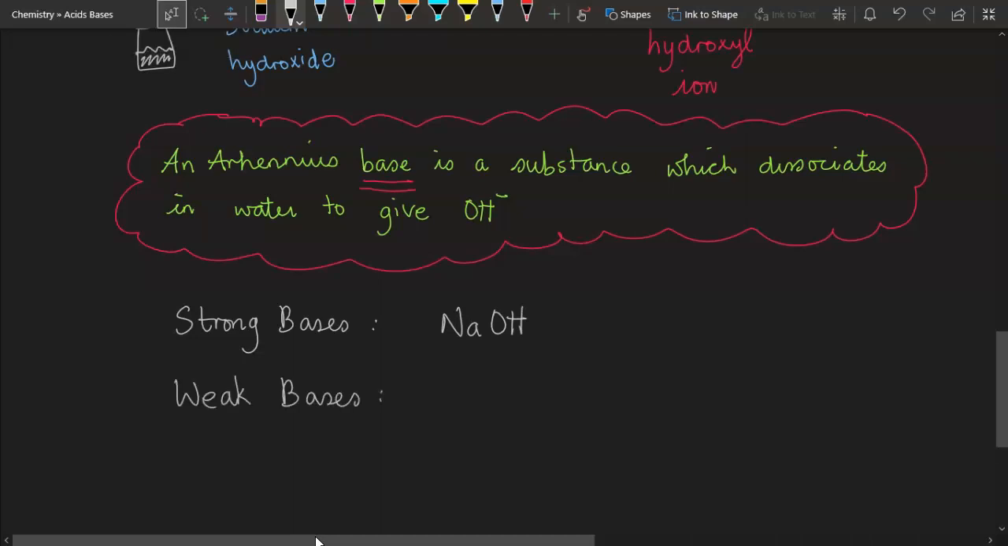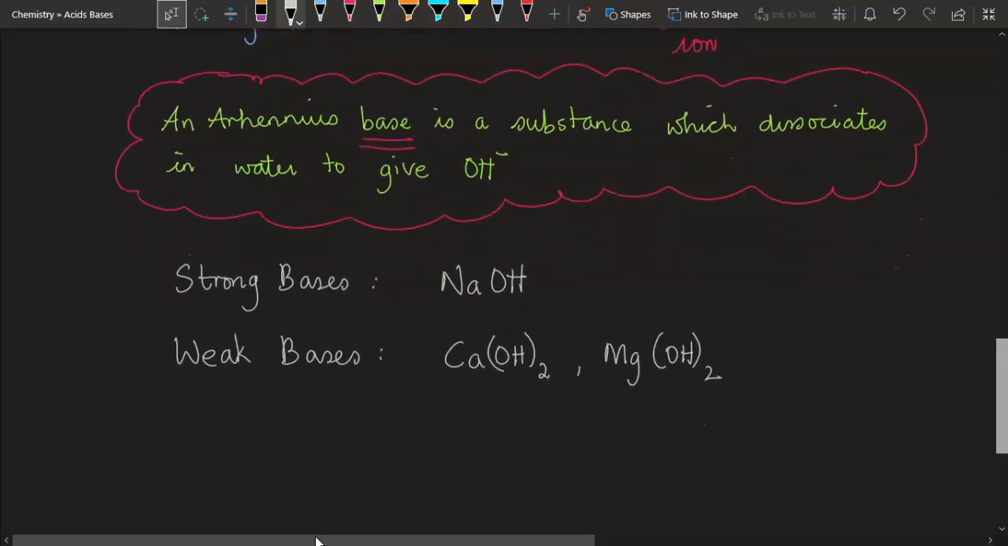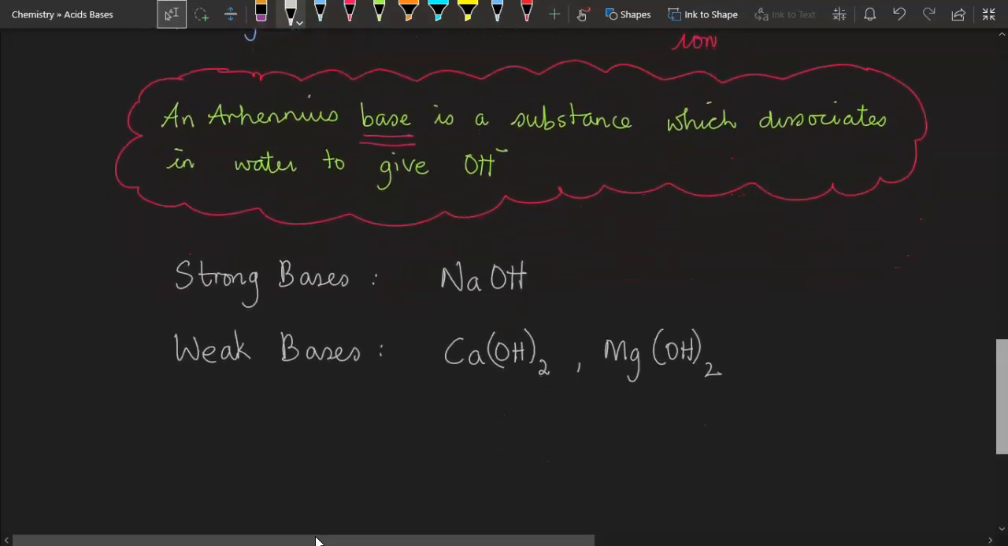Another would be something along the lines of, say, calcium hydroxide, so that's CaOH2, and magnesium hydroxide. So NaOH would be used in things like oven cleaners, while calcium hydroxide, magnesium hydroxide and things like that would be found maybe in antacids and Rennies and all that sort of stuff. So there's your strong base and weak bases.